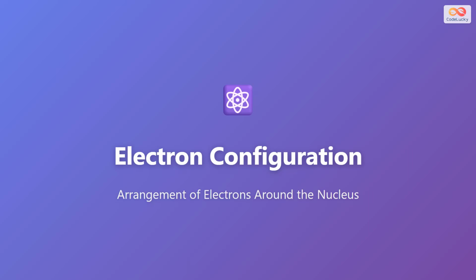Welcome to this lesson on electron configuration. Electron configuration describes the arrangement of electrons around the nucleus of an atom. Understanding how electrons are organized in atoms is fundamental to chemistry because it determines how elements behave and interact with each other. In this video, we'll explore the principles that govern how electrons fill the space around atomic nuclei.